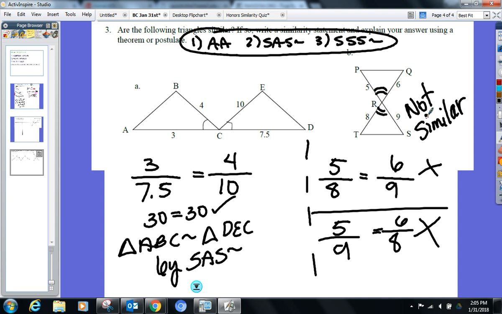Okay, yep. So would we have to do both ways on tomorrow's test? I would do both ways just in case your first way doesn't work but the second way does. If the second way does, they're similar by side angle side. Okay. Other questions?